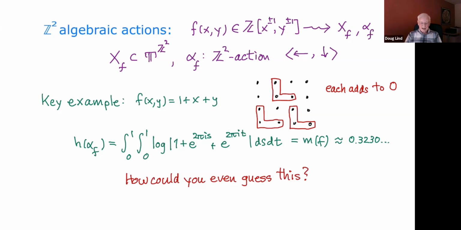But, you know, this looks mysterious. How could you possibly guess a formula like this? What does Mahler measure have to do with entropy? So let me give you some motivation for this.